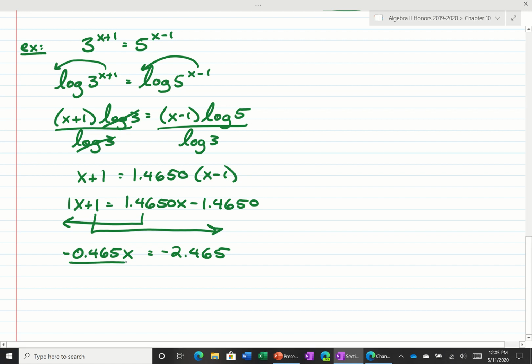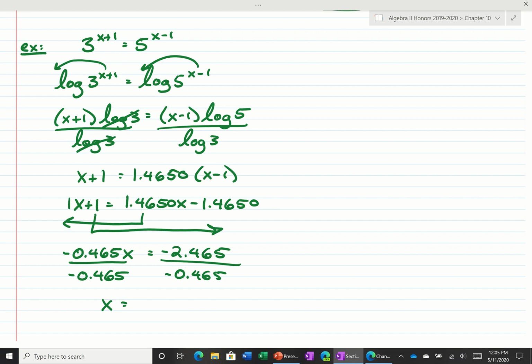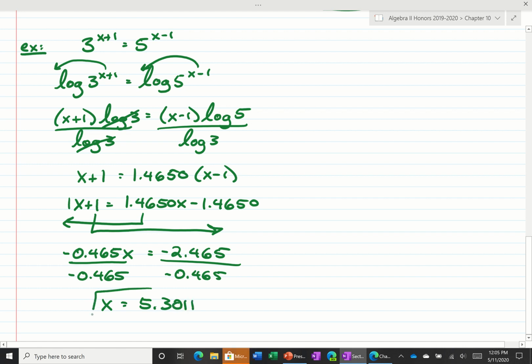And then if we divide both sides by the number in front of x, we get x is equal to, I'm getting 5.3011. That's the hardest kind of problem that we'd see at this point.